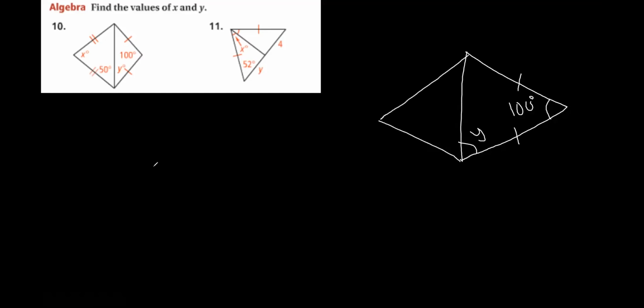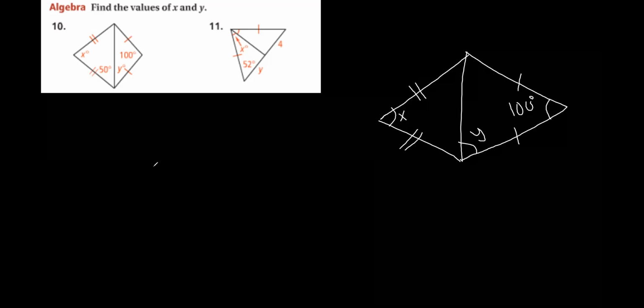Now let's solve number 10. In number 10 here, we have these two triangles, as you see. The first one, they have the common side. The first one was isosceles. Here, the angle is 100 degrees. Here, angle Y. Now, here, it is also an isosceles triangle. Here you have X and here you have angle 50.